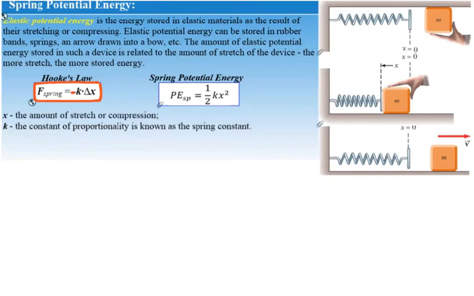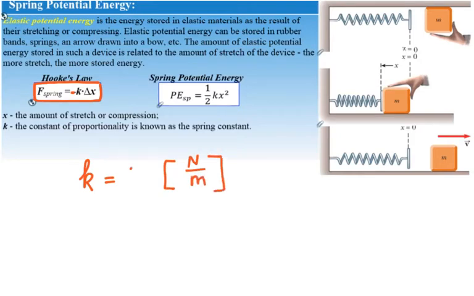And k is the spring constant, and the spring constant is determined by the manufacturer. When the spring is made, they test it and say, okay, the spring constant for this spring is such and such number. The spring constant k has units of newtons per meter, and it has a definition as well.